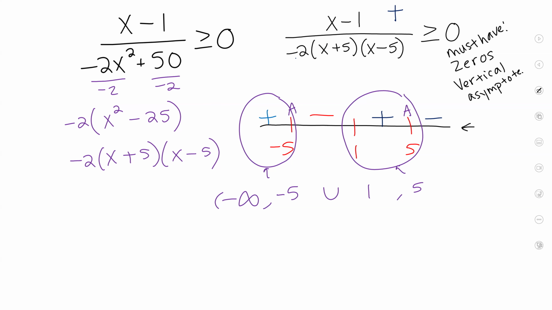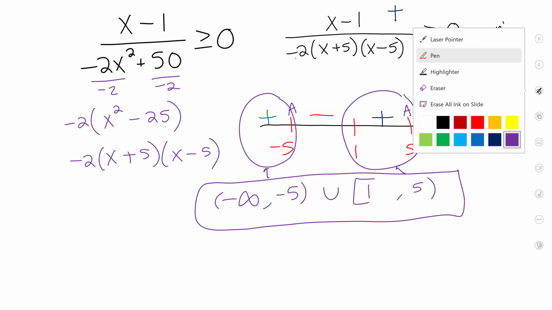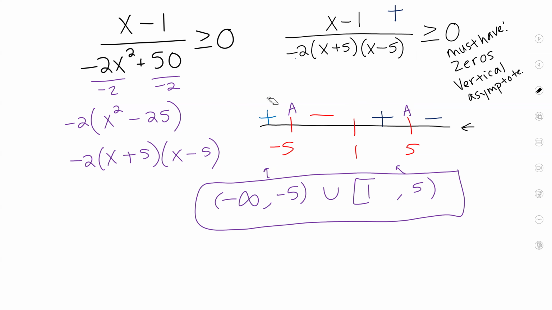So I'm going to put a parenthesis on the asymptote. Is 1 an asymptote? No, it's a 0. So we can equal that. But 5 is an asymptote. So that should be a parenthesis. So this is my final answer. So guys, what I want you to start doing is when you put numbers on your interval, for negative 5 and 5, write the letter A so you remember not to put a bracket, but put a parenthesis, because those are asymptotes. You can't equal those.